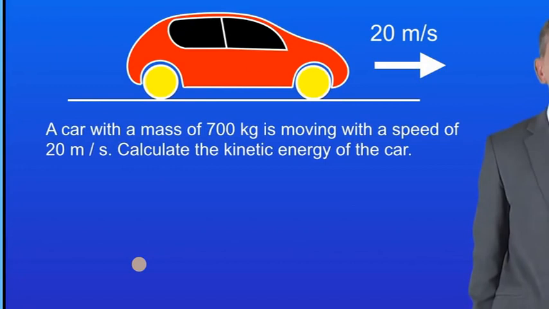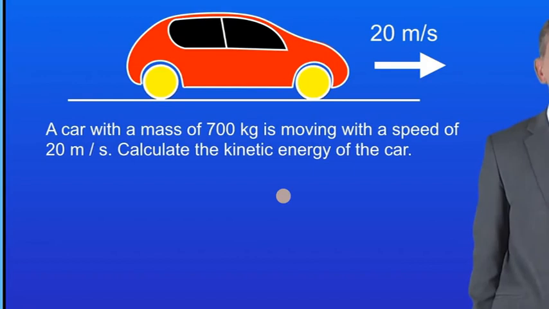So we have a car. It's a nice little car with a mass of 700 kgs, moving with a speed of 20 meters per second. You are supposed to calculate the kinetic energy of the car. That's a very simple question, yes?